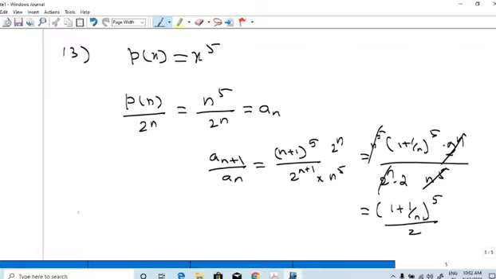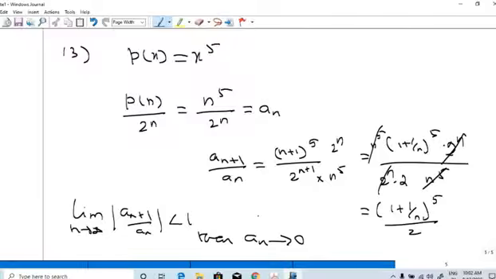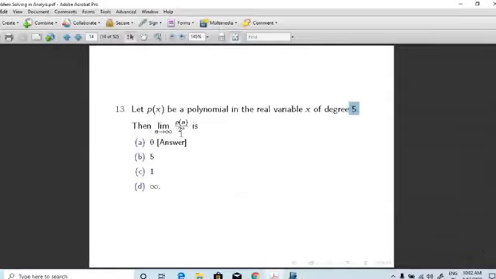Now we know one result. What is the result? If limit n goes to infinity, modulus of a n plus 1 by a n is less than 1, then a n converges to 0. So again, as n goes to infinity, this converges to 1 by 2, because 1 by n converges to 0, therefore this converges to 1, so the numerator converges to 1. The denominator is constant, therefore this converges to 1 by 2. This value is less than 1. Therefore, a n plus 1 by a n has a limit less than 1. By this result, a n converges to 0. Therefore, limit P of n by 2 power n is 0.